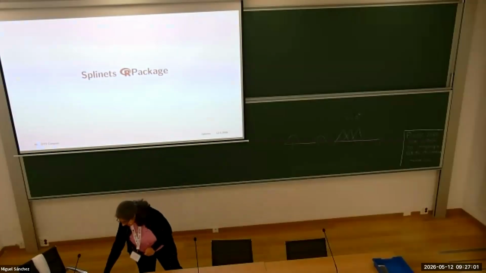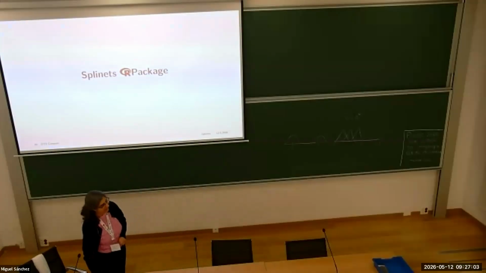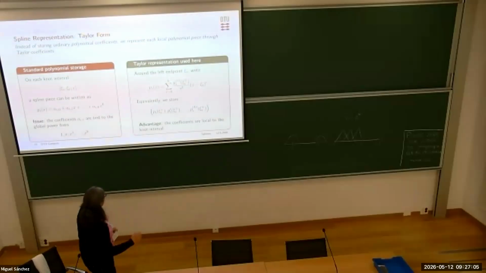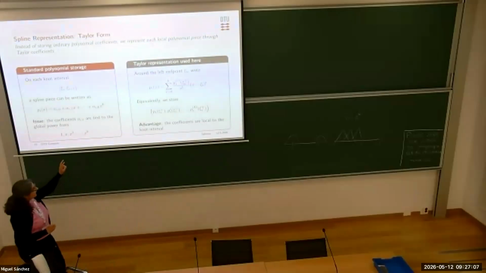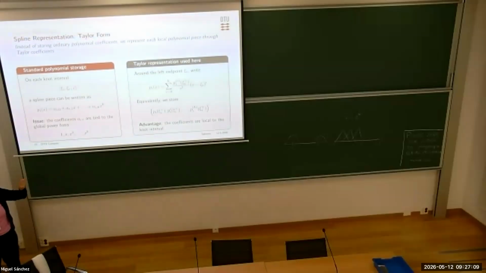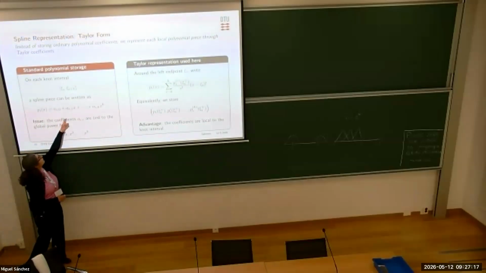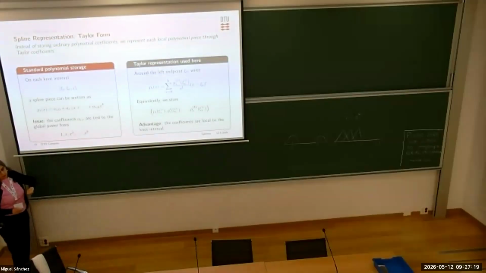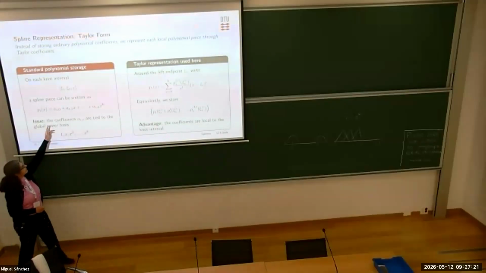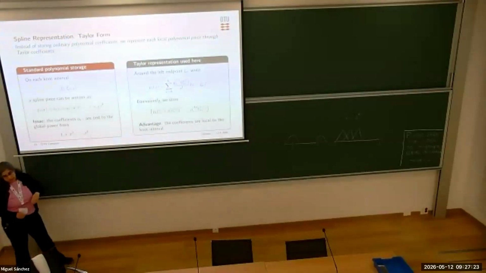Our package took us ages to make, but it has been online for two years now. I can just say a little about this package, because Chris will continue on that. Most packages save splines as the coefficients of the polynomials. So they save A0, A1, A2, and AK.